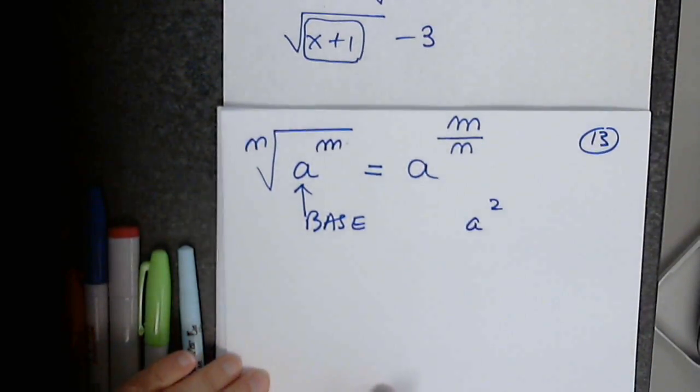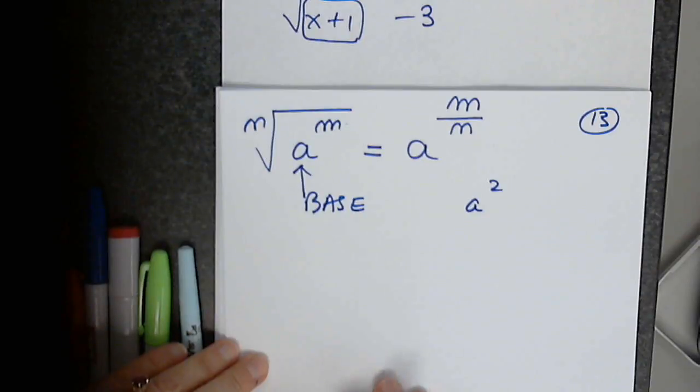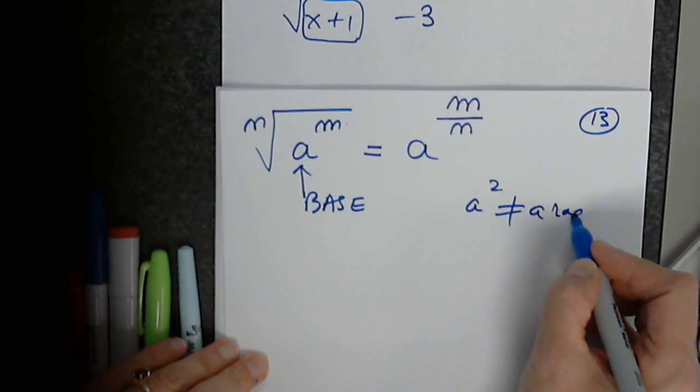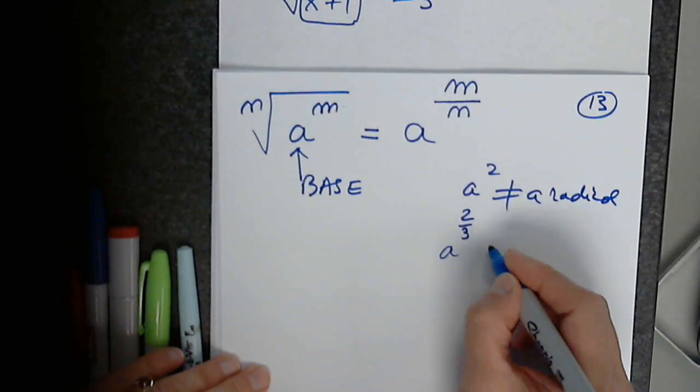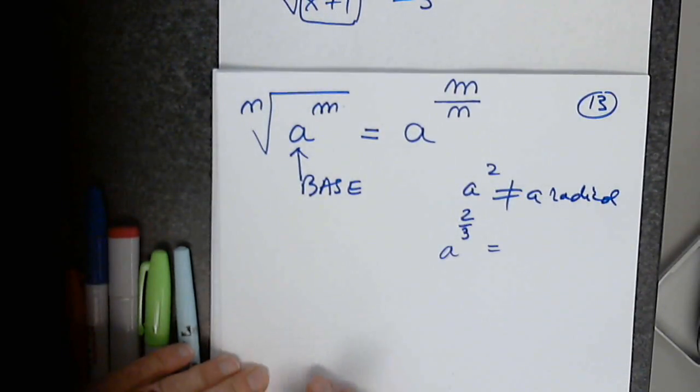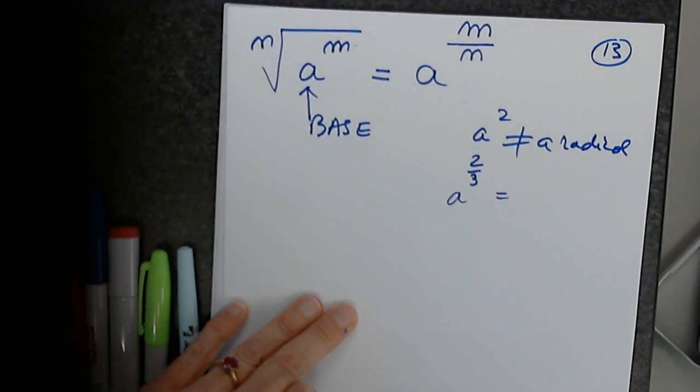So in other words, here's what I'm saying. A squared is not a radical. Not a radical. But what about a to 2/3? Is this a radical? Which index?